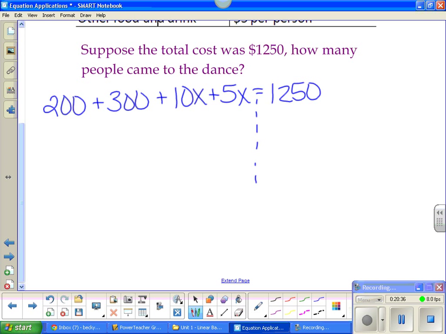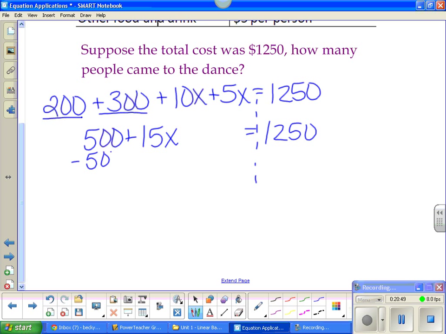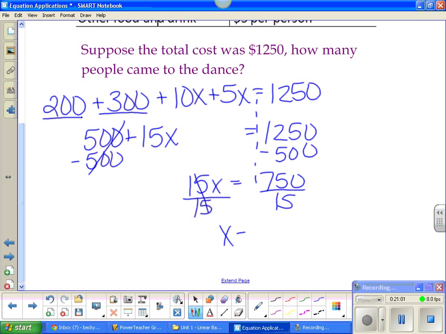So here's my wall. Everything on the left-hand side I can just kind of add together if they're like terms. So I've got the 200 and the 300, that's 500. And the 10x and the 5x, that's 15x. And that equals the 1250. Subtract the 500. So 15x equals 750. Divide by 15. We had 50 people at the dance.